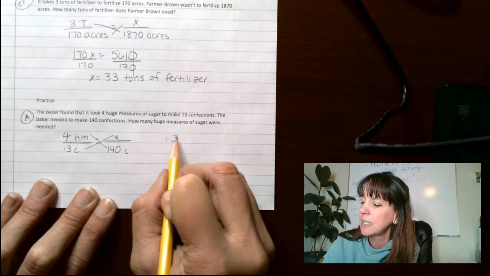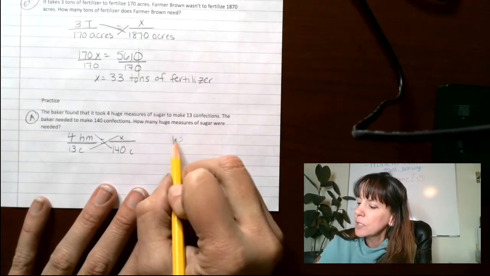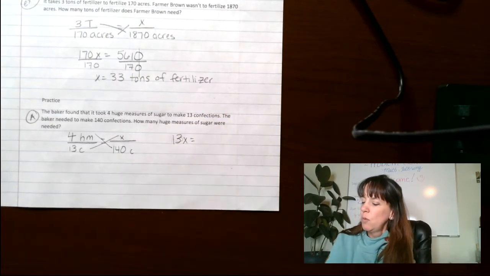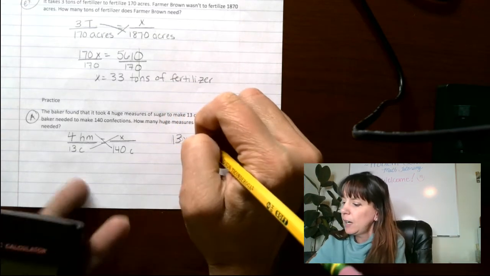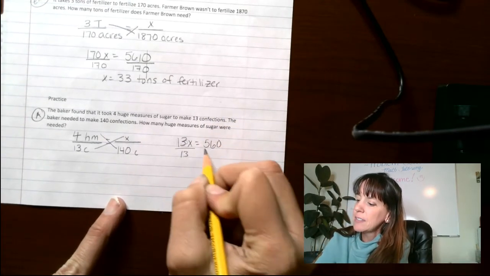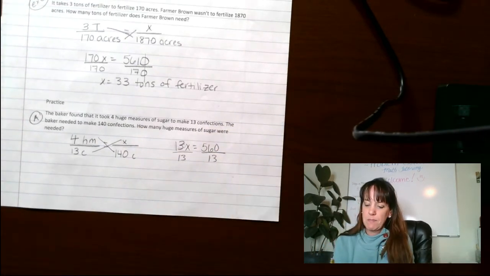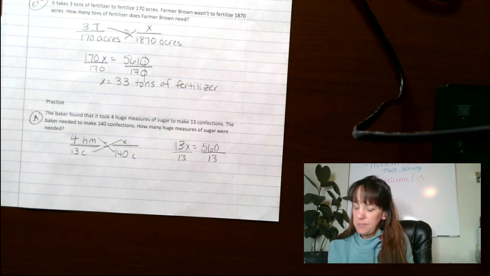So 13. That was terrible. That was dreadful. 13x equals 140 times 4, which gives me 560. Divide by 13. That gives me, oh, hang on. Let me just double check.